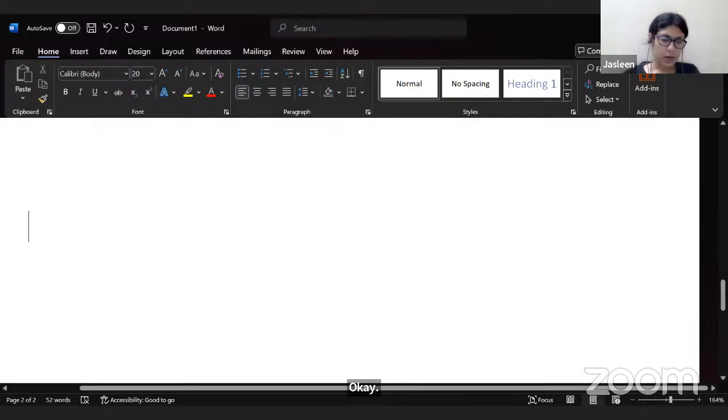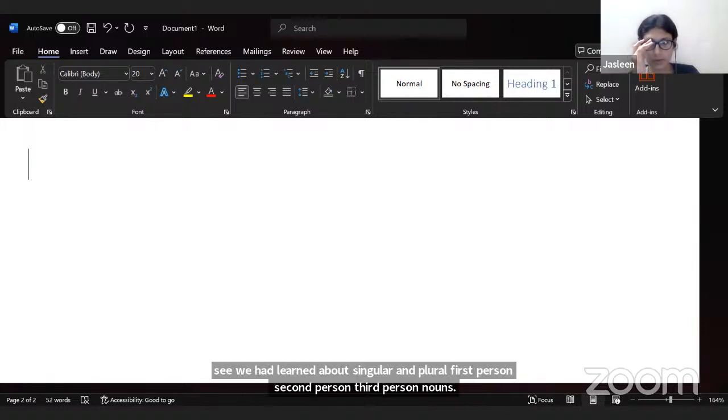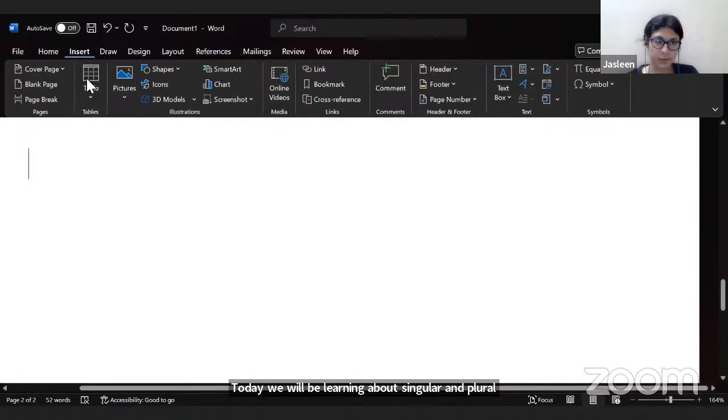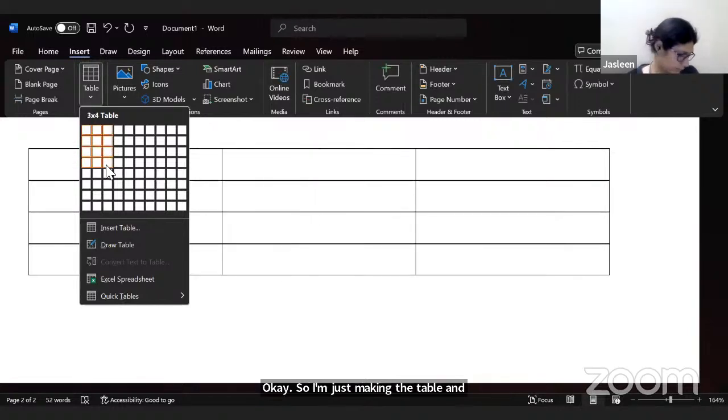So now I will be talking about plurals. We had learned about singular and plural, first person, second person, third person nouns. You remember? Today we will be learning about singular and plural, first person, second person, third person possessive nouns. So I'm just making the table and you will be giving me the answers.